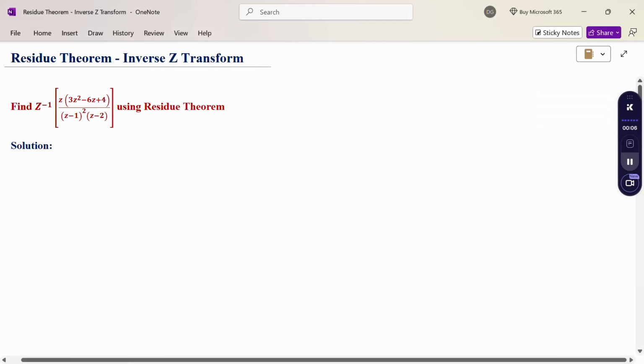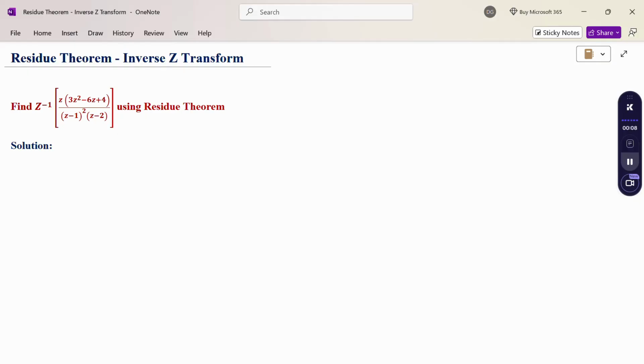In this session, we are going to discuss the residue theorem and the inverse Z transform. Look at the problem. Find the Z inverse of z(3z² − 6z + 4) divided by (z − 1)²(z − 2) using the residue theorem.